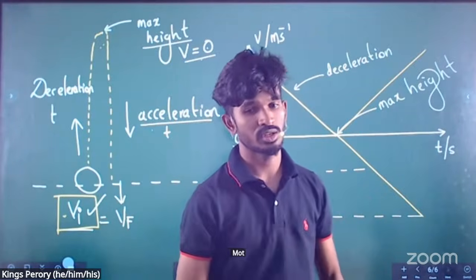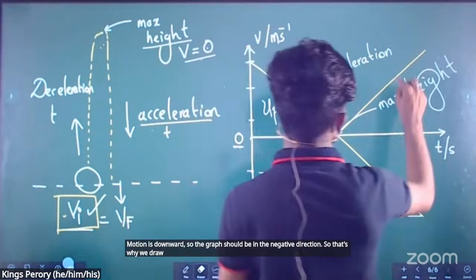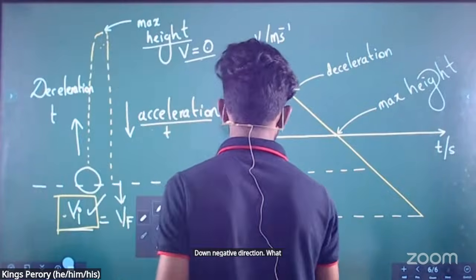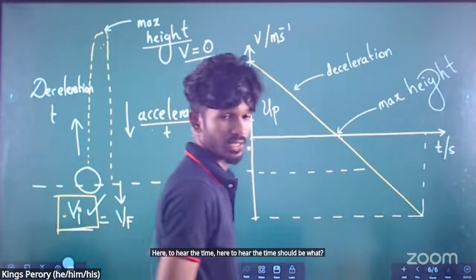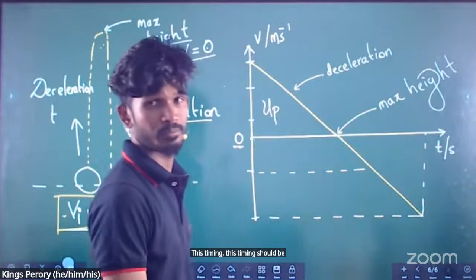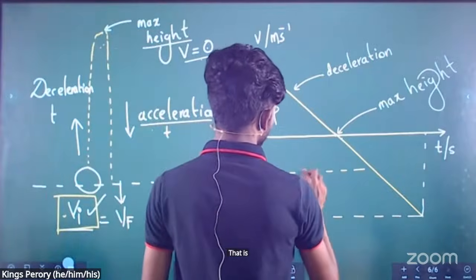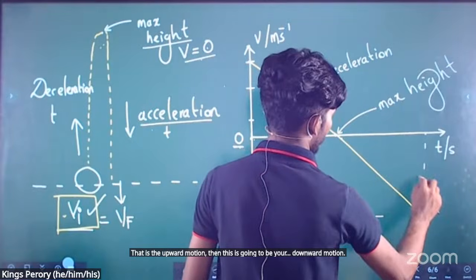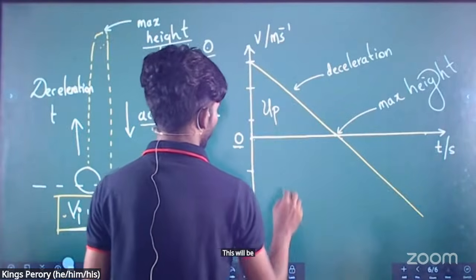Motion is downward. So the graph should be in the negative direction. So that's why we draw the second part of the graph in the downward negative direction. What can you tell about the times? Here to here the time, here to here the time should be what? Equal. Both those timings should be equal. That is the upward motion. Then this is going to be your downward motion.